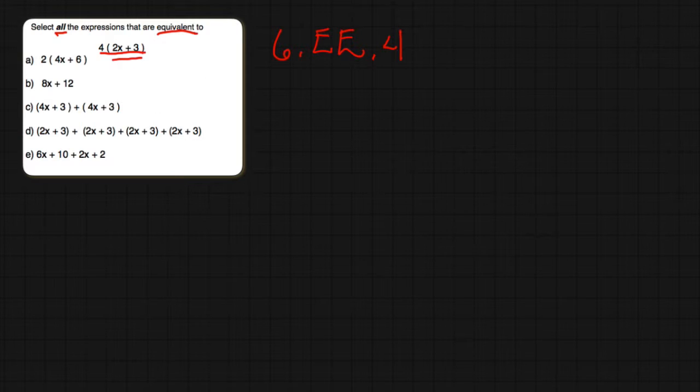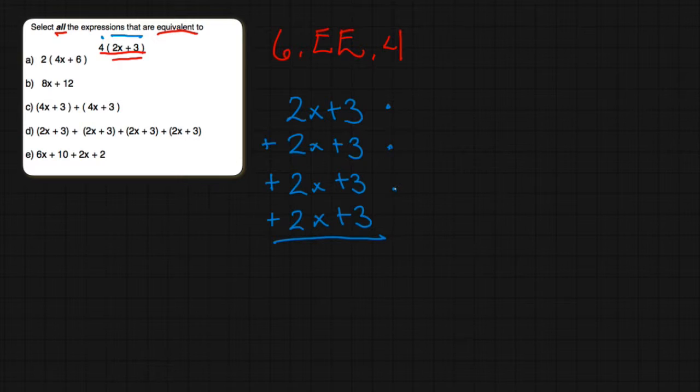All right, and when you look at this, and I hope you see what I see, which is I see 4, and then next to parentheses, that means groups of, 4 groups of 2x plus 3, or 4 times 2x plus 3. So another way of thinking about this is to write it down like this. I have 2x plus 3, and another group of 2x plus 3, and another group of 2x plus 3, and another group of 2x plus 3, right? That is going to be 1, 2, 3, 4 groups of 2x plus 3. And when I write it this way, immediately I can tell that option D is an equivalent expression, another way of saying 4 groups of 2x plus 3.